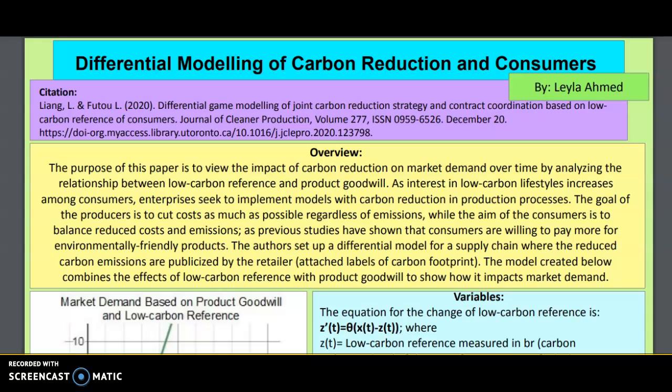Today I'll be examining an article called Differential Modeling of Carbon Reduction in Consumers by Liu Liang and Li Futu. This paper aims to view the impact of carbon reduction on market demand over time by analyzing the relationship between low carbon reference and product goodwill.